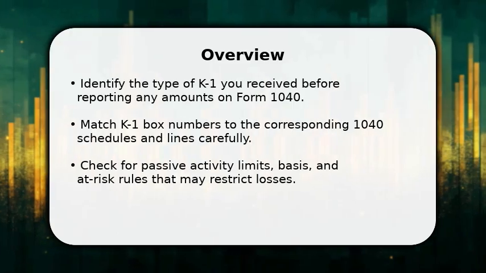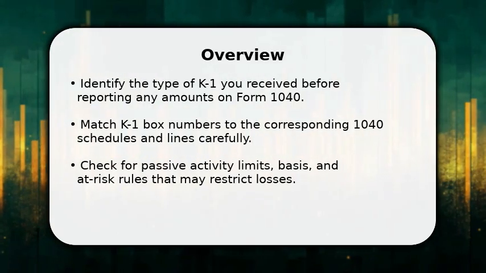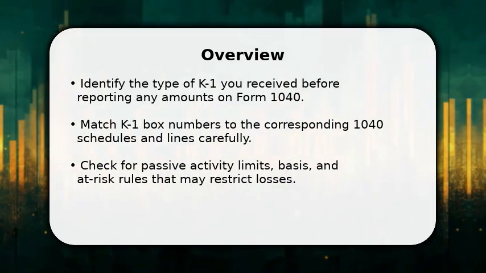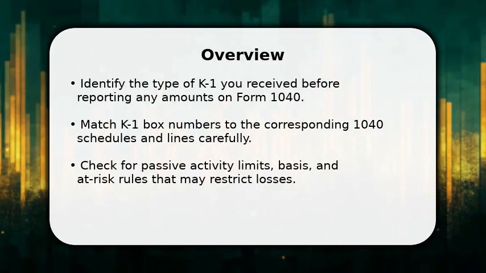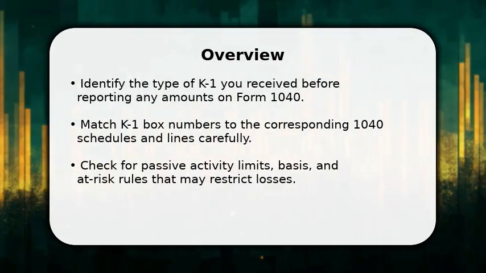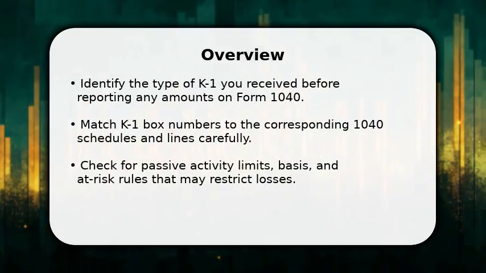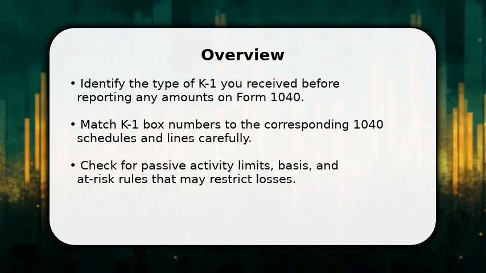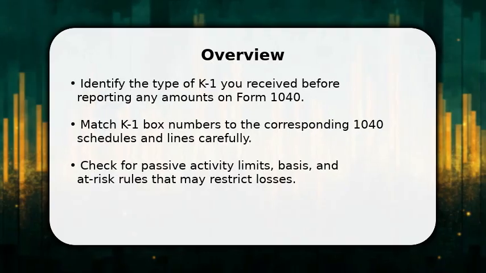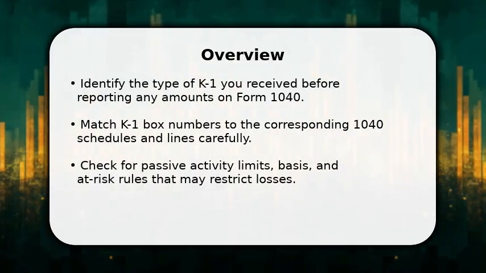Enjoy the video. In this video, I will explain how to report Schedule K-1 on Form 1040. Gather your Schedule K-1 and confirm the issuer type, then locate each box number and map it to the correct 1040 line or schedule, such as capital gains, ordinary business income, or rental income. Keep detailed notes about basis, credits, and passive activity limitations so you can accurately report income and losses without surprises.